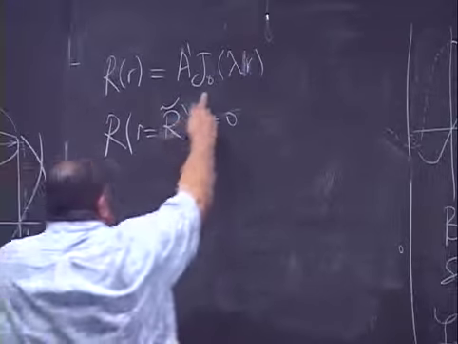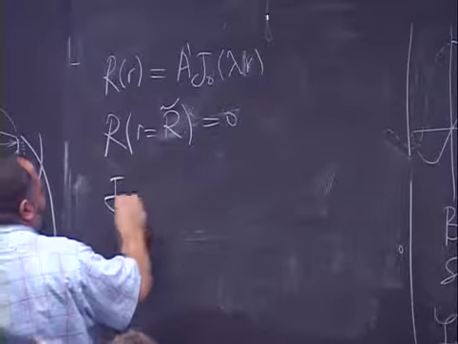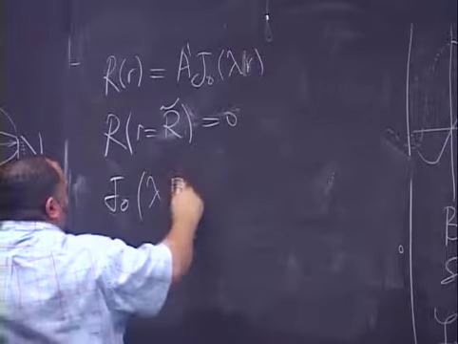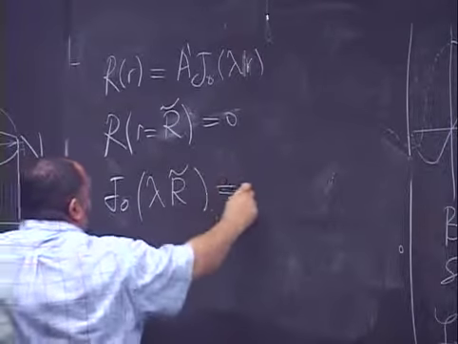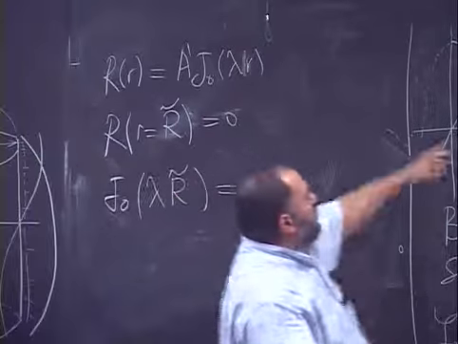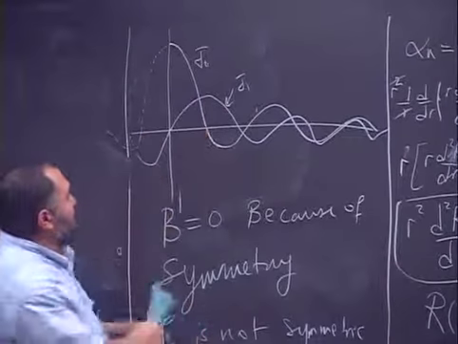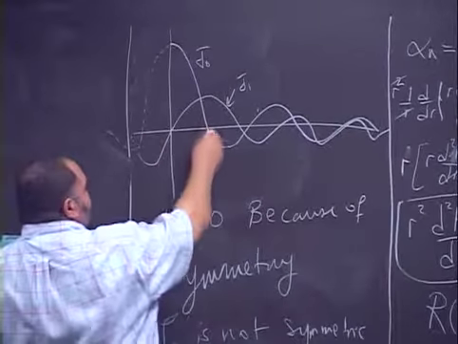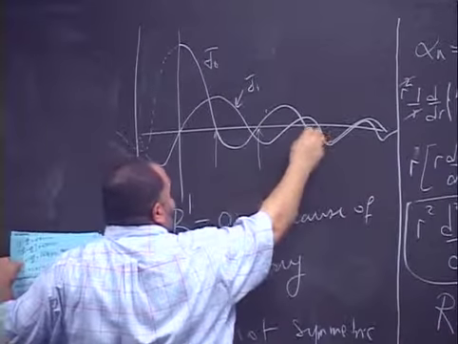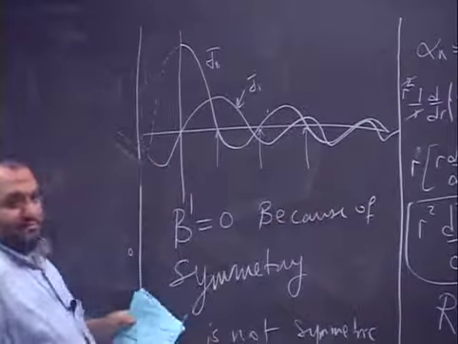And if you apply this, you will notice that J naught of lambda multiplied by R tilde should be equal to 0. Where is J naught equal to 0? It has several zeros. This is one of the zeros, this is the second, this is the third, and so on. It has lots of zeros.